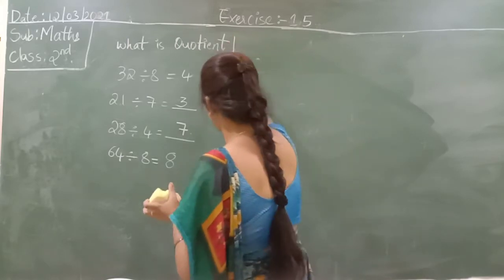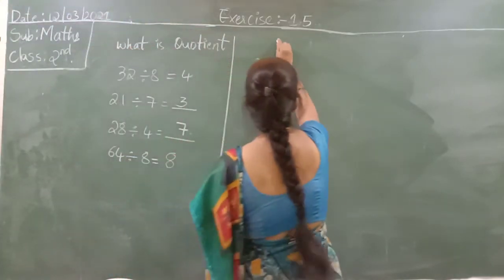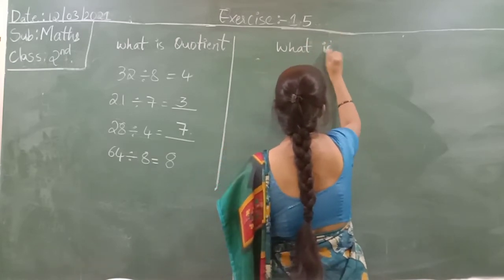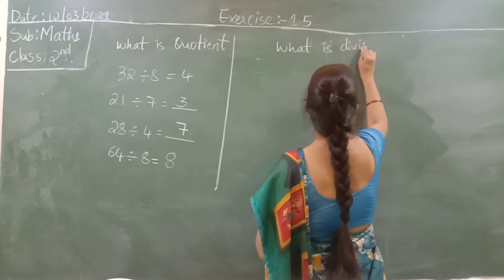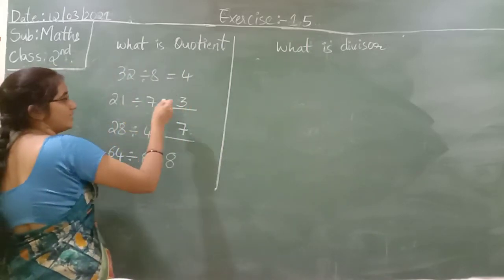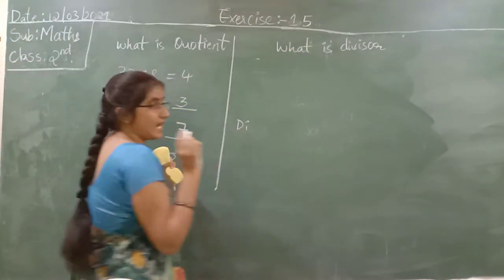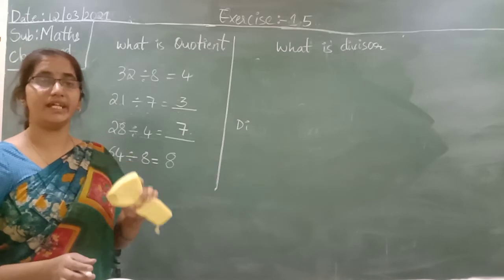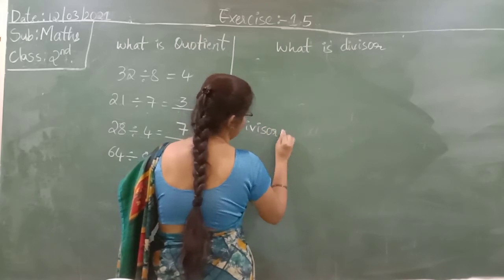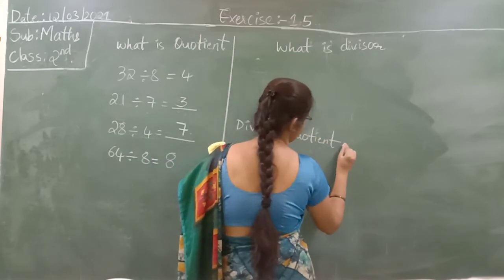Here, what is the question we did? Next, what is the divisor they are asking? What is the divisor? Always remember, children, divisor into quotient will be the dividend. If it is exactly divisible, divisor into quotient equals dividend.